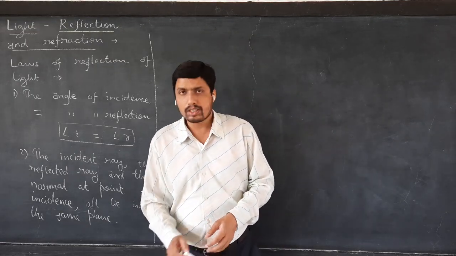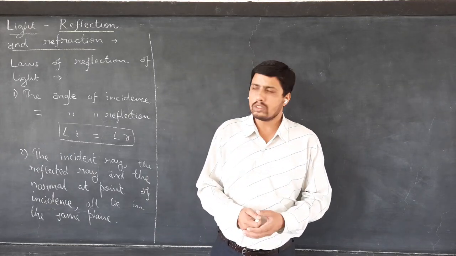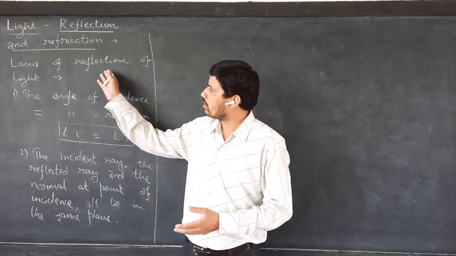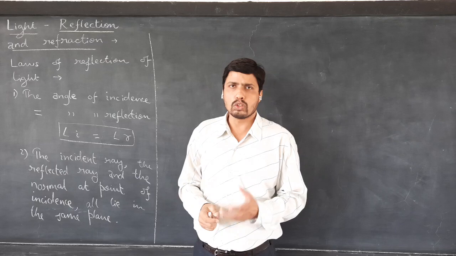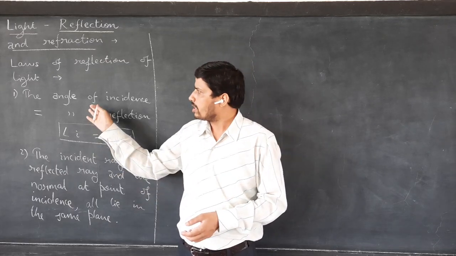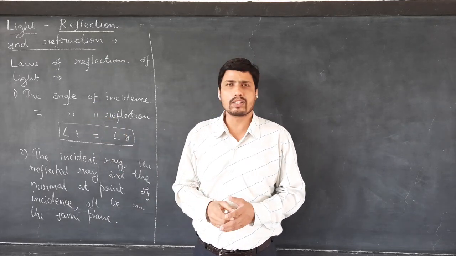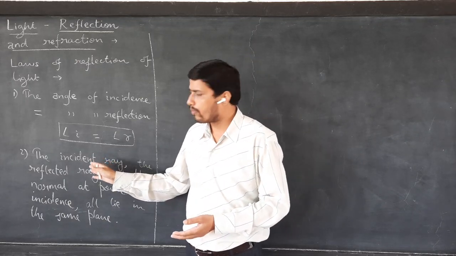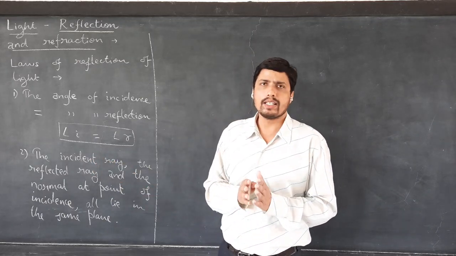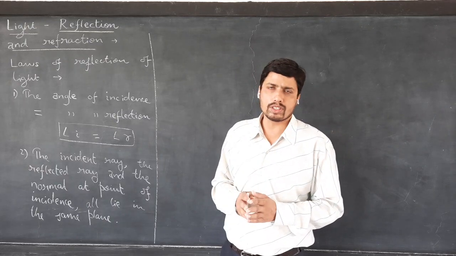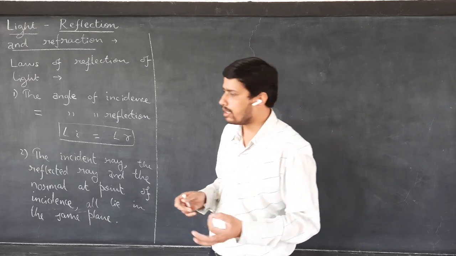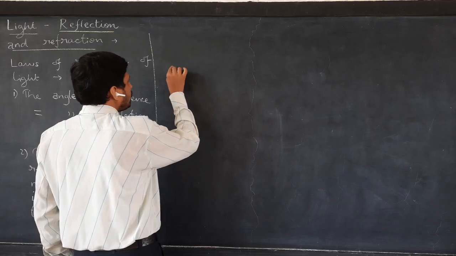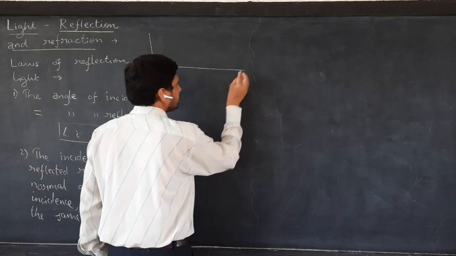So to begin with, let us start with something which you already know, the famous laws of reflection of light. Two important laws are there: the angle of incidence and angle of reflection are equal. You already know this. And the incident ray, the reflected ray, and the normal at the point of incidence lie in the same plane.